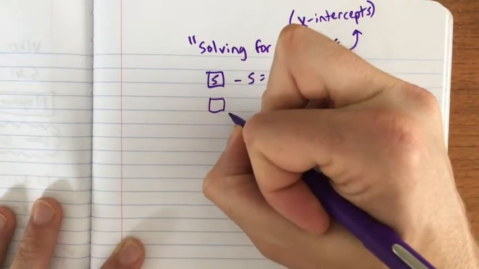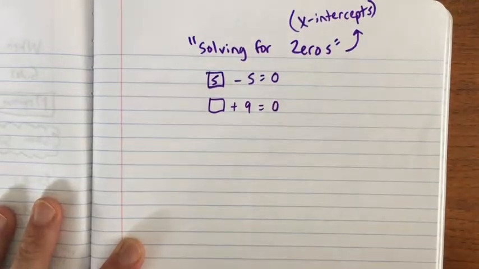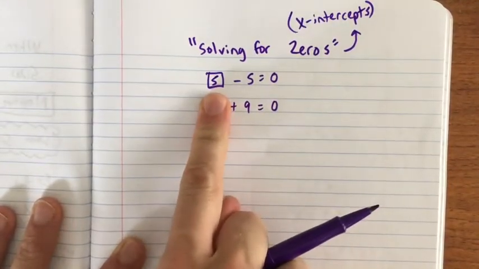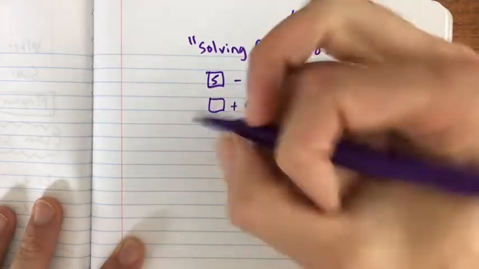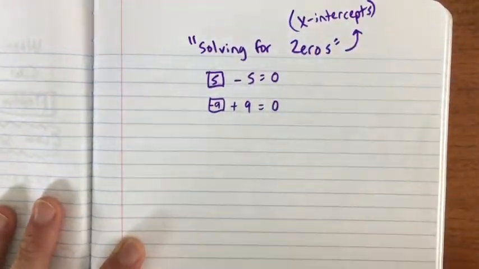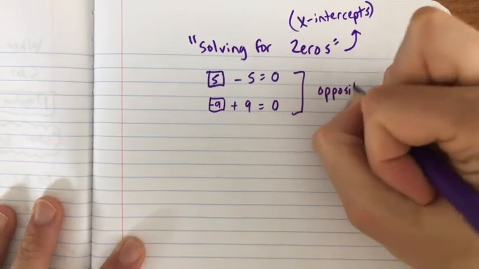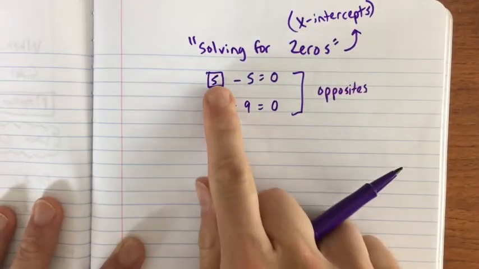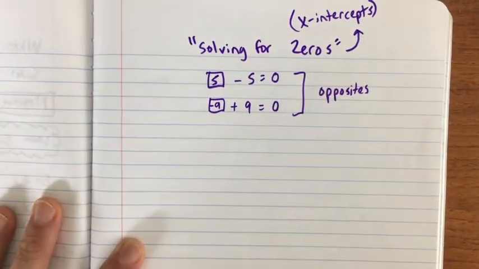Let's try it again. A number plus 9 makes 0. What goes in the hole? So what plus 9 would make 0? So think opposites, right? Negative 9. So both of these, we're just thinking in terms of opposites, right? So 5 minus 5 makes 0. Negative 9 plus 9 makes 0.